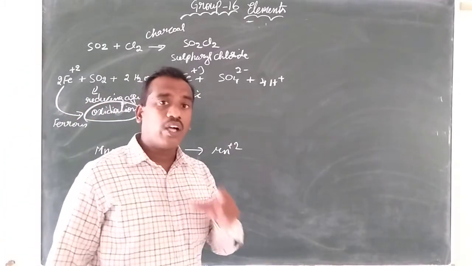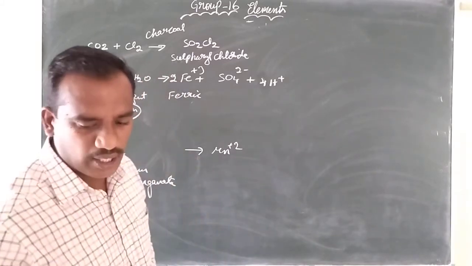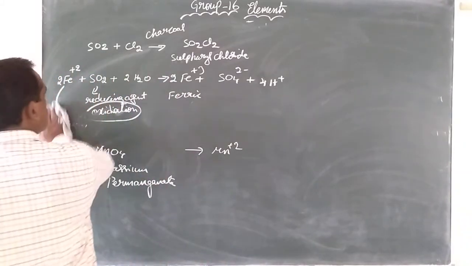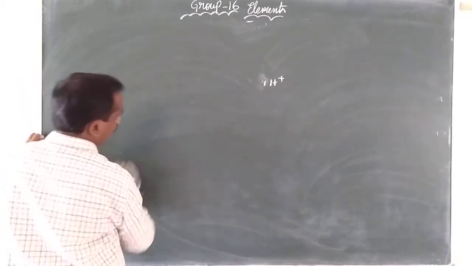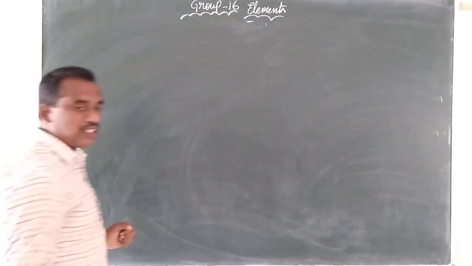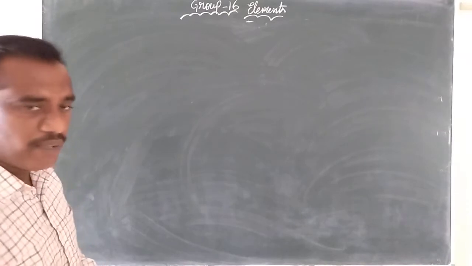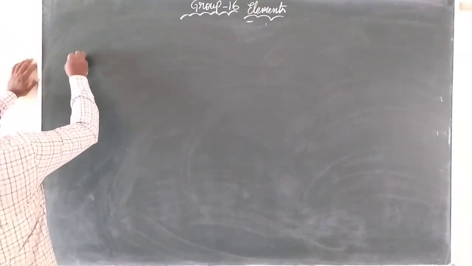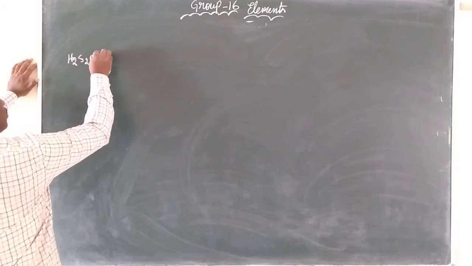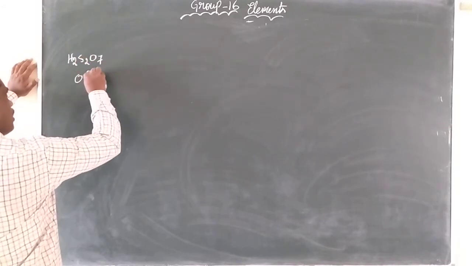So coming to the oxides of sulfur. What are the various oxides of sulfur? You please read the textbook. Manufacturing of sulfuric acid also, please don't omit. In the manufacturing of sulfuric acid, the important point to remember is that H2S2O7 is called the oleum.